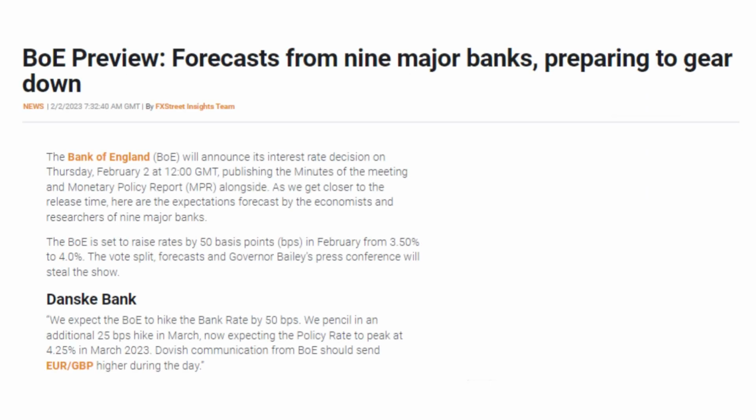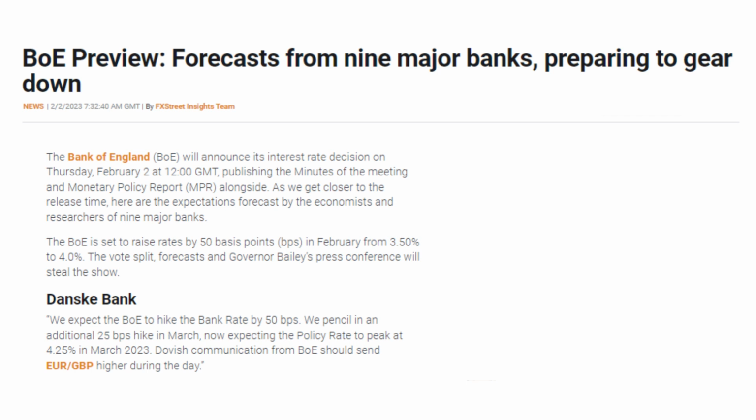The Bank of England, BOE, will announce its interest rate decision on Thursday, February 2 at 12 o'clock Greenwich Mean Time, publishing the minutes of the meeting and Monetary Policy Report, MPR, alongside. As we get closer to the release time, here are the expectations forecast by the economists and researchers of 9 major banks. The BOE is set to raise rates by 50 basis points, BPS, in February from 3.50% to 4.0%. The vote split, forecasts and Governor Bailey's press conference will steal the show.